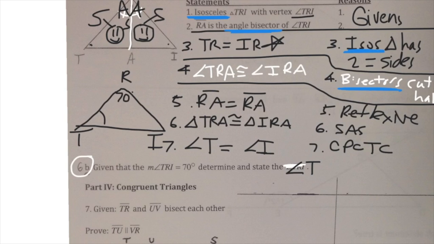So in an isosceles triangle, the base angles are the same size. So if this vertex angle is 70 degrees, it leaves 110 degrees left over that have to be split evenly between both of those two angles there. So each of these angles, T and I, would both be worth 55 apiece.